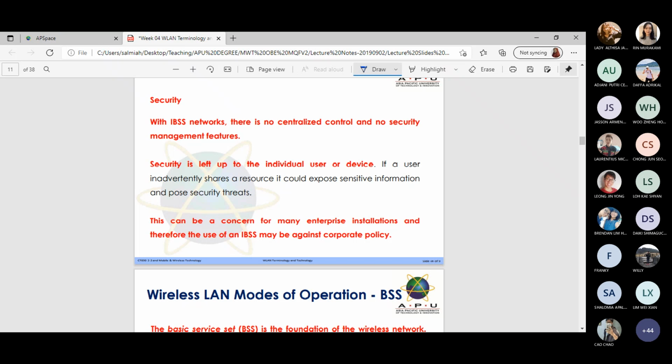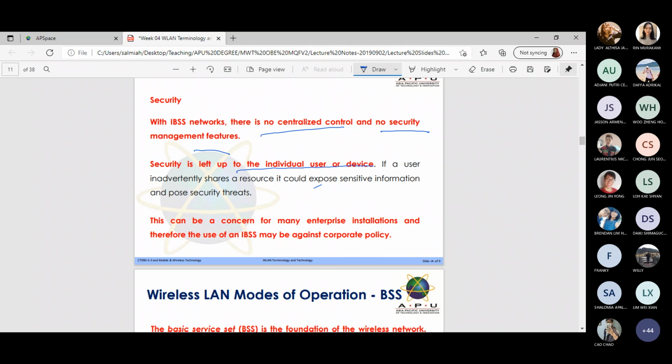And then security, as I mentioned, there is no backbone and no device assigned as a controller, and that's why there is no centralized control and no security management features. The security features are only on the end device or client side. Everyone who joins this kind of network is responsible for preparing their own devices with security features. It's not a management feature where you can manage other devices' security. It is left to the individual user device to set it.